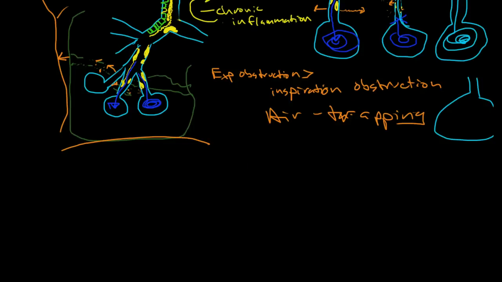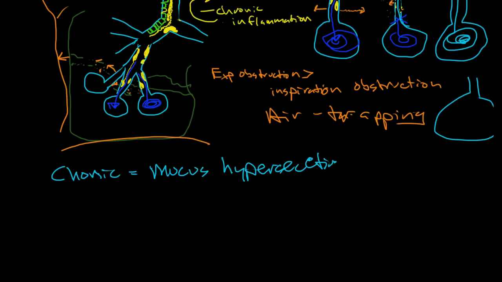So just to review, chronic bronchitis is a disease of mucus hypersecretion, and decreased mucus clearance that causes obstruction.